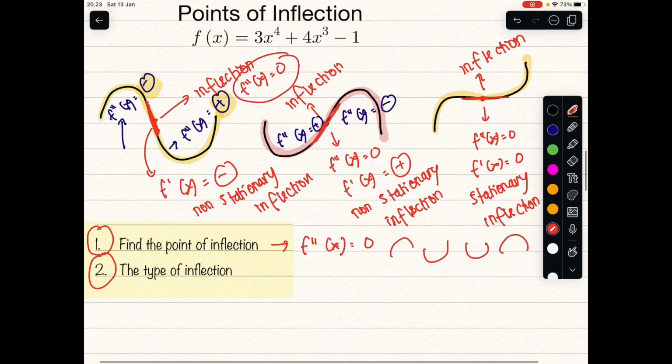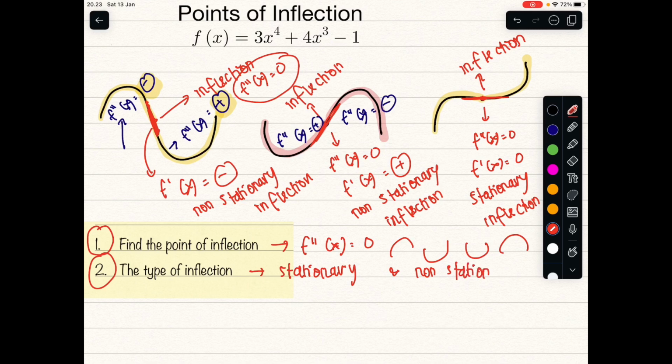And what are the types of inflection point? There's 2. So there's stationary and non-stationary. Okay. Stationary is when the first derivative equals 0. Non-stationary, oopsie, I said the second one. Non-stationary is when the first derivative is either positive or negative. Okay, so we've learned all of the important points and the important terminologies. Now we're going to do it. Yeah, we're going to find the points of inflection of f(x).